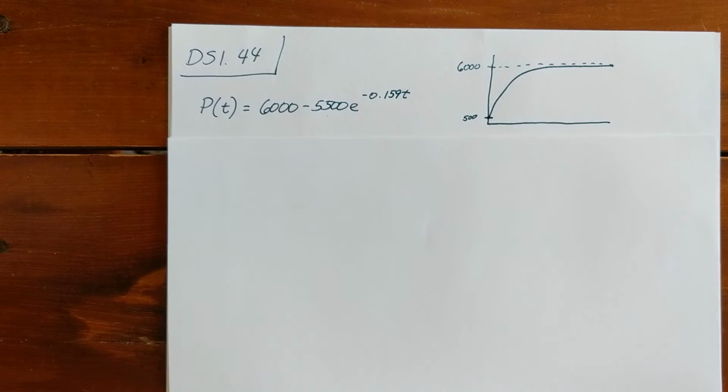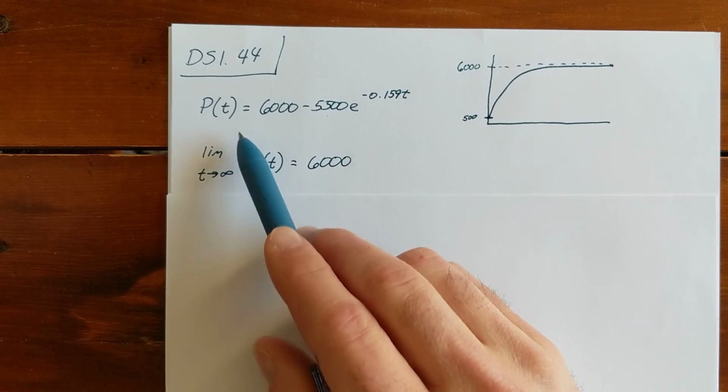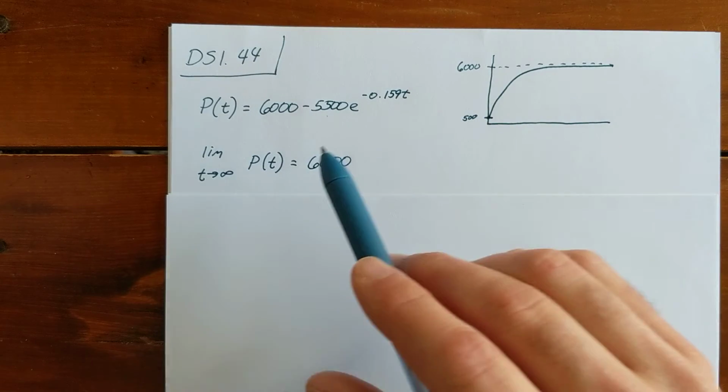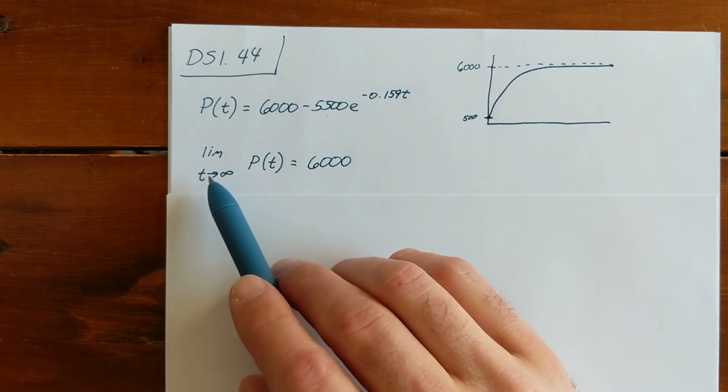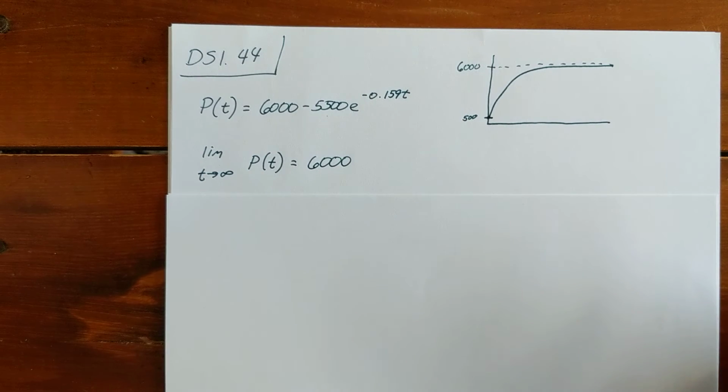Now, the other thing they're trying to drive at right here is when they talk about a population having a limiting value, they're basically just asking you what's the limit as t approaches infinity of that function. And you can check this with the graph. You can check this on your calculator by simply putting in this limit on a calculator page, and we are in fact going to get 6,000.